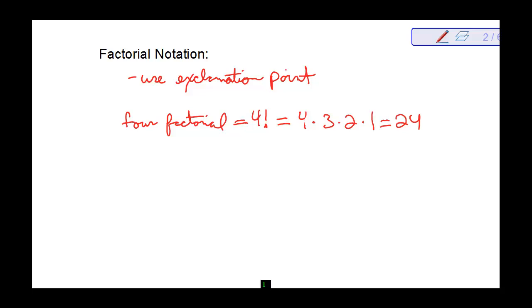I do this with any of them. Even if I have 8 factorial, I start with the number I'm given, 8, and I go everything between there and 1. So I say 8 times 7 times 6 times 5 times 4, 3, 2, 1. Multiply those out, and that gives me 40,320.